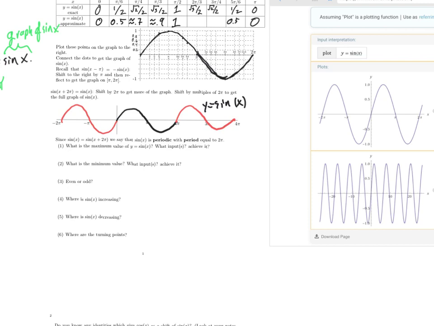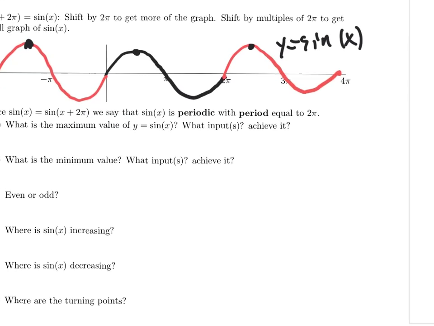Let's start with the maximum. So looking at this graph, what's the largest y value you see? You see a bunch of local maxima. They're at these points. But each of those corresponded to that local maximum shifted some. And they all have the same y value. That y value is 1. So the maximum value is 1.